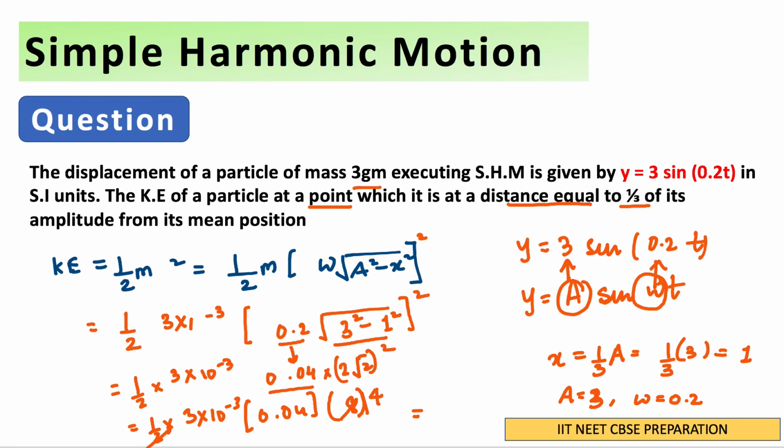Let's change the pen so it's easy to see. So this is 3, this is 4, this is 4. So 3 into 4 into 4, how much? 16 into 3, 48. And this is 0.04. So you can say 0.48 into 10 to the power minus 3 joules. This is going to be our kinetic energy in this SHM. So that is the answer, and this is how we do it. Okay, thanks for watching.